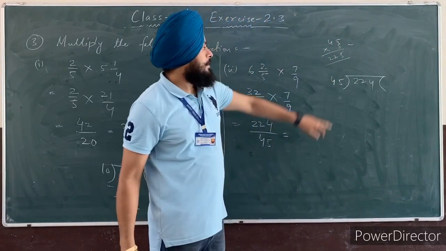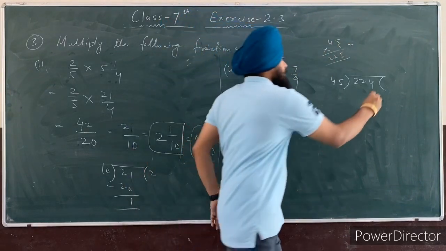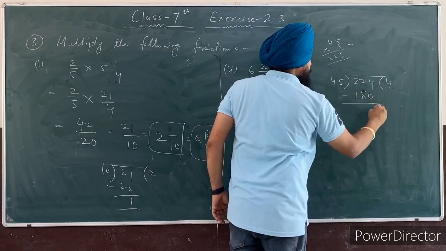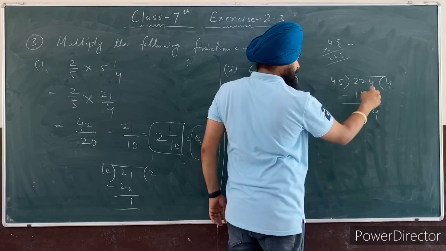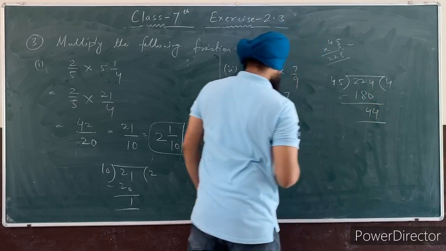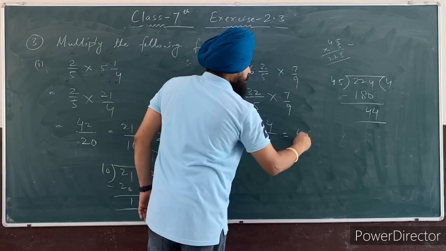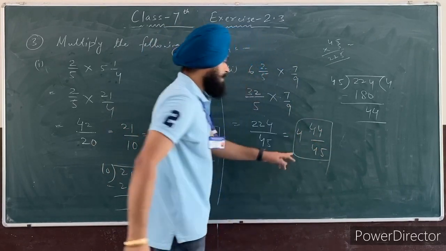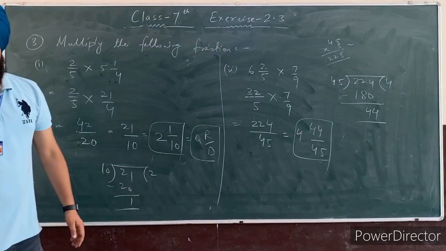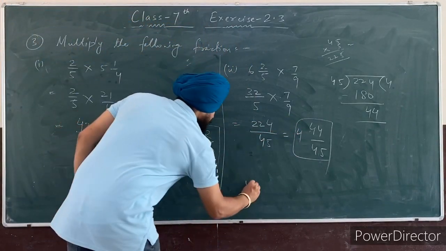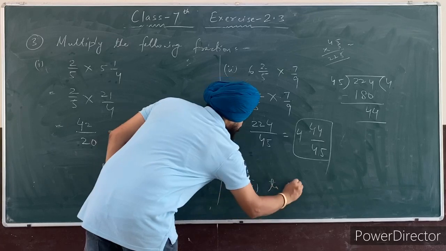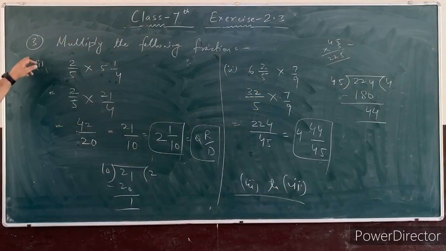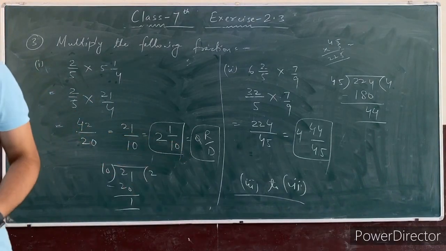Clear? So you have to take 4. 45 4s are 180. So 224 minus 180 is 44. So quotient is 4, remainder is 44 and divisor is 45. So answer is 4 44 by 45. Clear students? Next, third to seventh parts are your homework. Clear? Question 3, parts 3rd to 7th are homework.